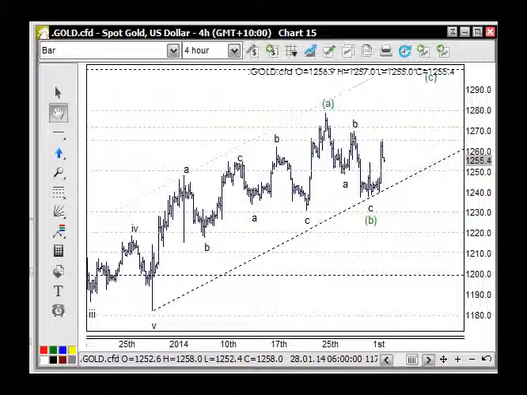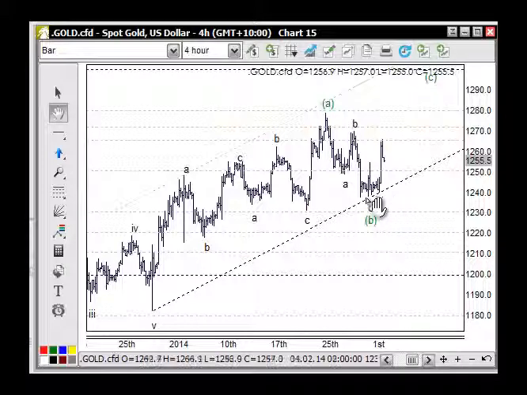Welcome, and here we're looking at commodities and gold. Now, what we do know is that we've got a three-wave structure here as mentioned yesterday, and that would be a bullish corrective pattern, and that would confirm with a move above the 1250 here.